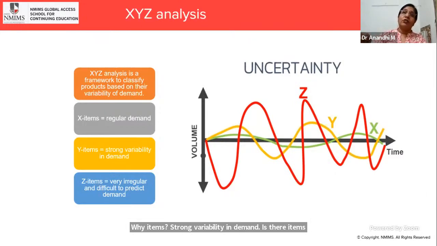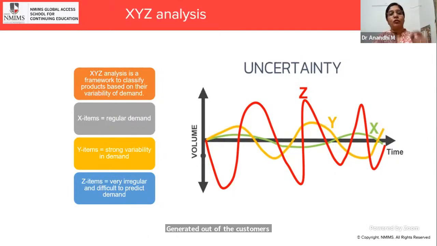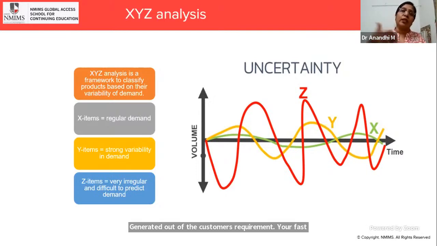So this is generated out of the customer's requirement. Your fast moving, slow moving also is the outcome of how the customer purchases. But here it is directly customer centric, based on the changes that are happening in the market situations. You understand that an X item has a regular demand, like any of your milk products, dairy products. Whatever happens, the demand is going to be there. Here value doesn't matter. A milk packet may be a 40 or 50 rupees item only in your retail stores, and you will be having much more valued items. But this has a very, very regular demand.